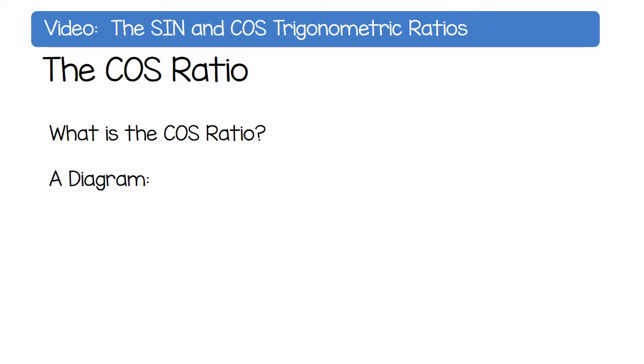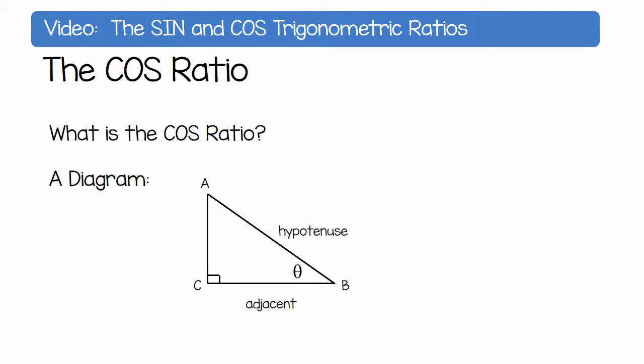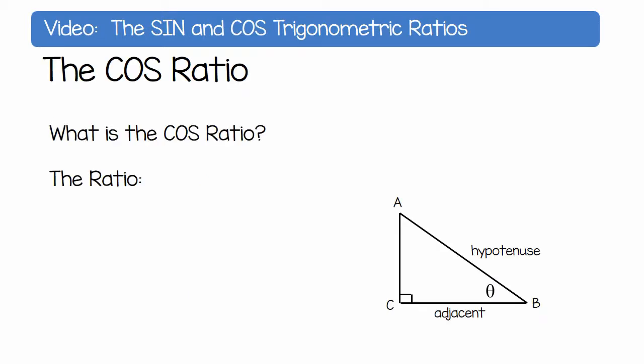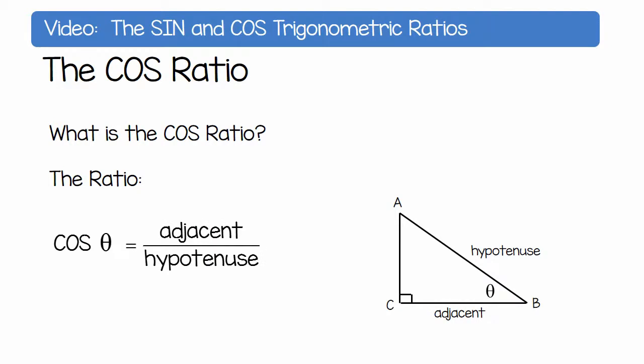What is the cos ratio? Here is a diagram to show you. Triangle ABC, right angled, theta, angle B, the hypotenuse across from the right angle, and adjacent, the side right next to the reference angle. What is the cos ratio? Here it is in ratio form. Cos theta is equal to adjacent divided by hypotenuse, which of course gives you a ratio.